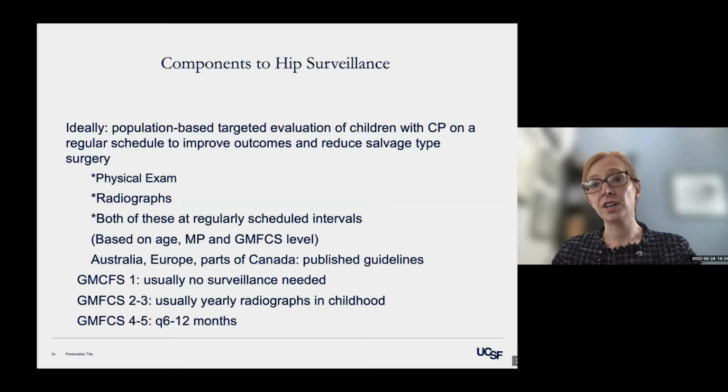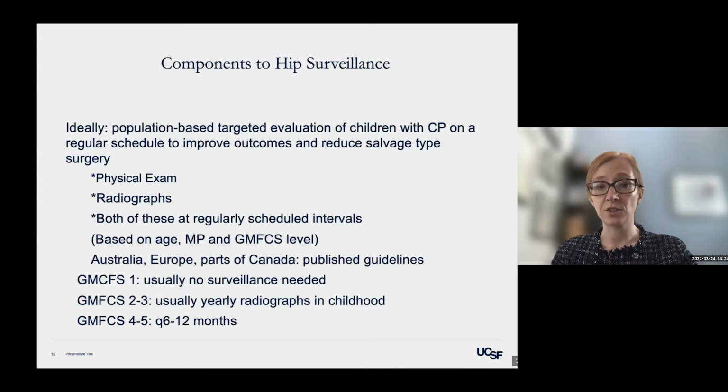So we want a good hip surveillance program. And unfortunately, we don't have a population-based hip surveillance program, but ideally, there would be a population-based targeted evaluation of children with cerebral palsy on a regular schedule to improve the outcomes and reduce the salvage type surgeries. This would include physical exams, radiographs, and both of these at regularly scheduled intervals based on their age, the hip migration percentage, which we'll talk about, and the GMFCS level.